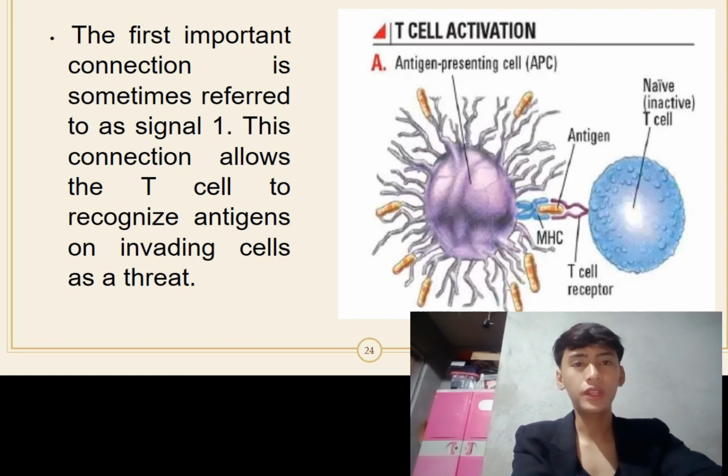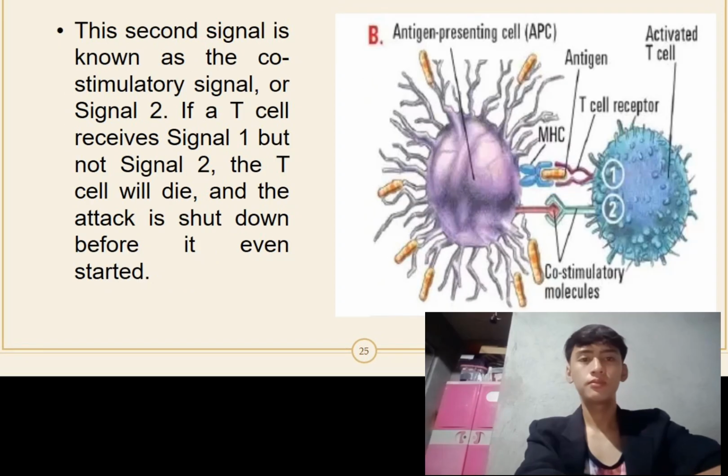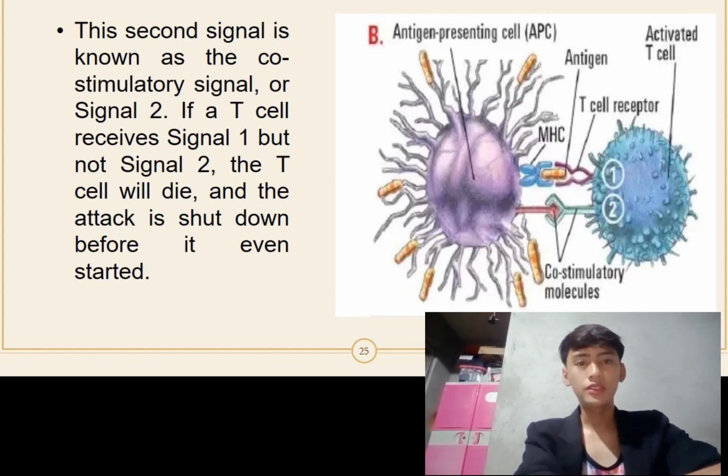The first important connection is sometimes referred to as signal 1. This connection allows the T cells to recognize antigen on invading cells as a threat. The second signal is known as the co-stimulatory signal, or signal 2. If a T cell receives signal 1 but not signal 2, the T cell will die and the attack is shut down before it even starts.